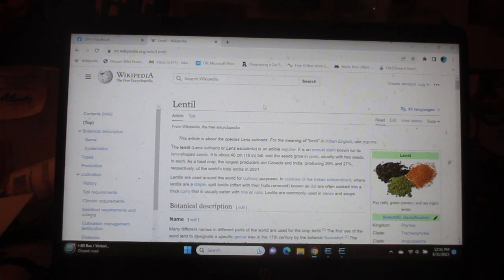The lentil, Lens culinaris or Lens esculenta, is an edible legume. It is an annual plant known for its lens-shaped seeds. It is about 40 centimeters, 16 inches tall, and the seeds grow in pods, usually with 2 seeds in each. As a food crop, the largest producers are Canada and India, producing 29% and 27% respectively of the world's total lentils in 2021. Lentils are used around the world for culinary purposes.